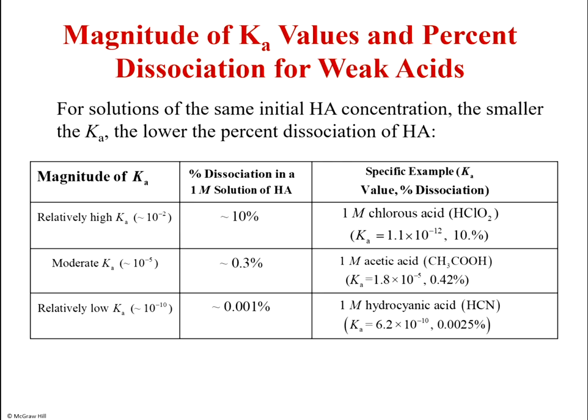Here we can see the effect of the Ka on the percent dissociation for a series of weak acids. These all have the same initial concentration. They're 1 molar weak acid. If the acid dissociation constant Ka is relatively on the higher end, on the order of 10 to the minus 2, we see that typically you'll have for a 1 molar solution around 10% dissociated. If we go to a moderate Ka, with 10 to the minus 5 being a typical value, the dissociation drops down to 0.3%. And for low Ka values, this can become 1 part in 10 to the 5th.